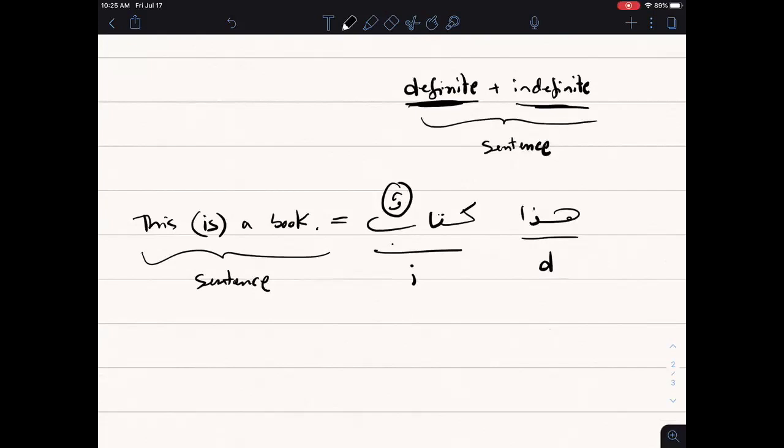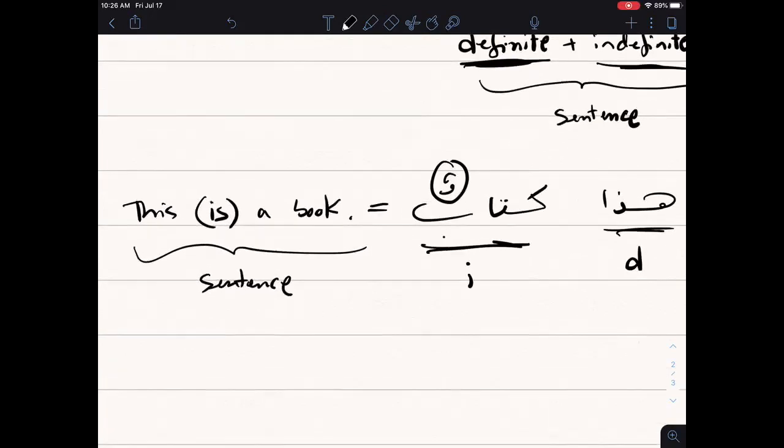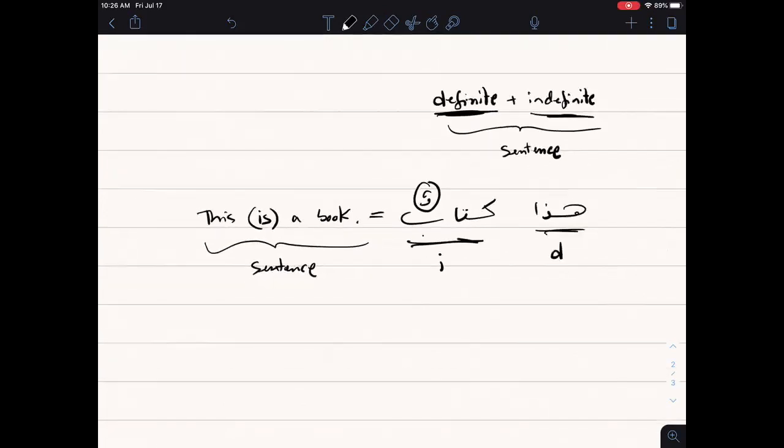I cannot just say "this book." If I say "this book," this is not a sentence. It's something else. We'll study how to say "this book" in, I think, chapter 7 or something. That is something else. But because you're putting the definite and indefinite, now I have to construct a sentence. So that's why we have to put the "is." This is a book. It's a sentence. هذا كتاب.